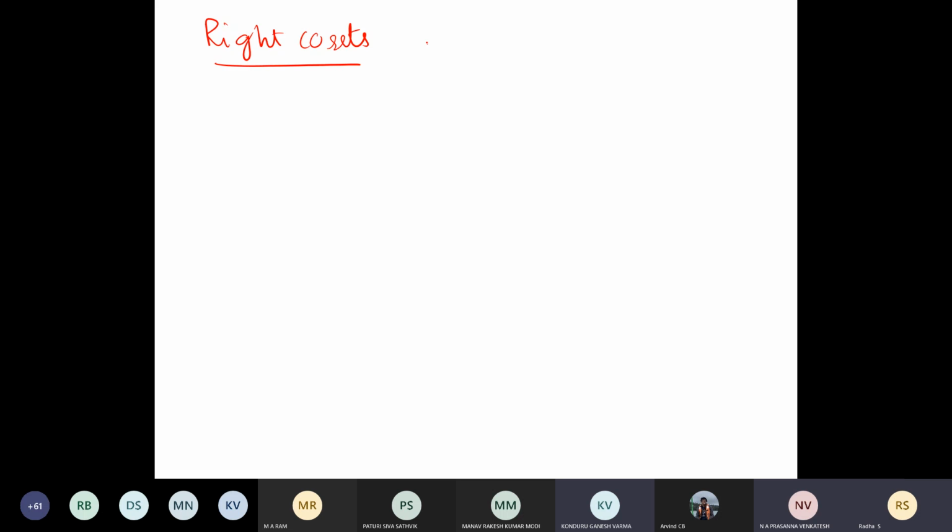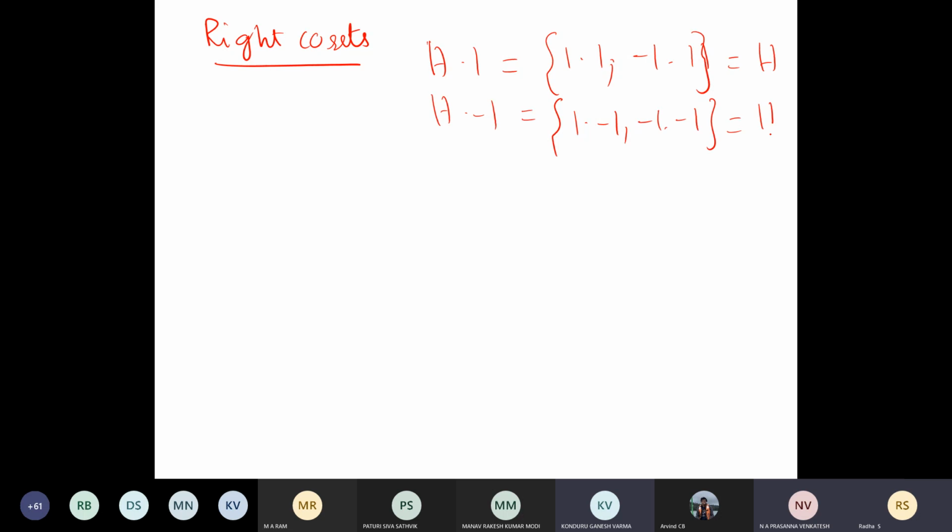Right coset, nothing, ma'am. H into 1: right side I have to multiply. H into minus 1, I have to multiply. H into 1 and right side 1 into 1, right side minus 1 into 1. So anyway I'll get H only back. Then H into minus 1: 1 into minus 1, minus 1 into minus 1. Anyway I'll get back H. Similarly, H into I, that is 1 into I, minus 1 into I.